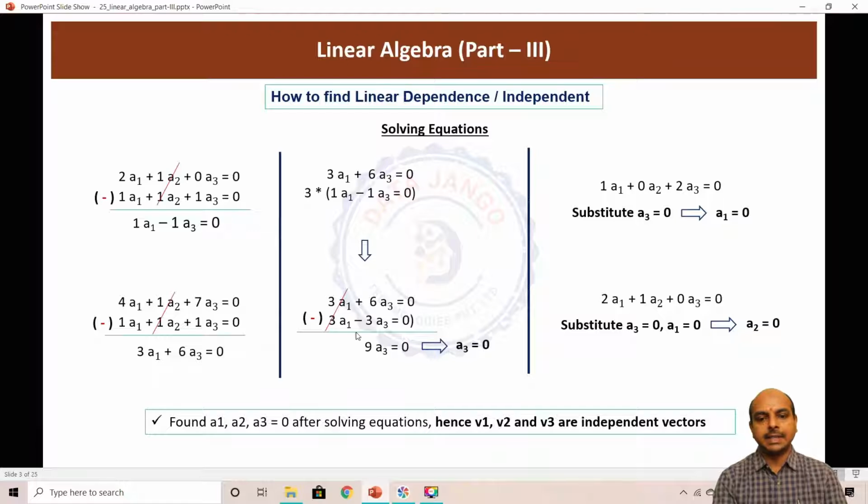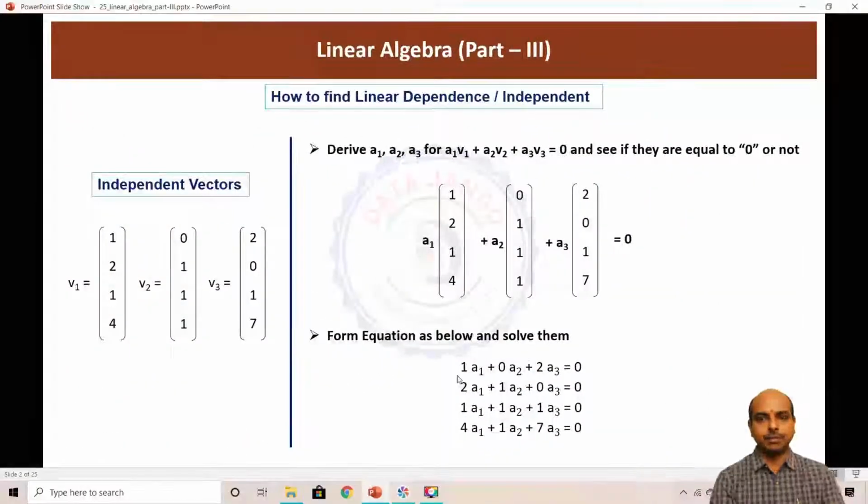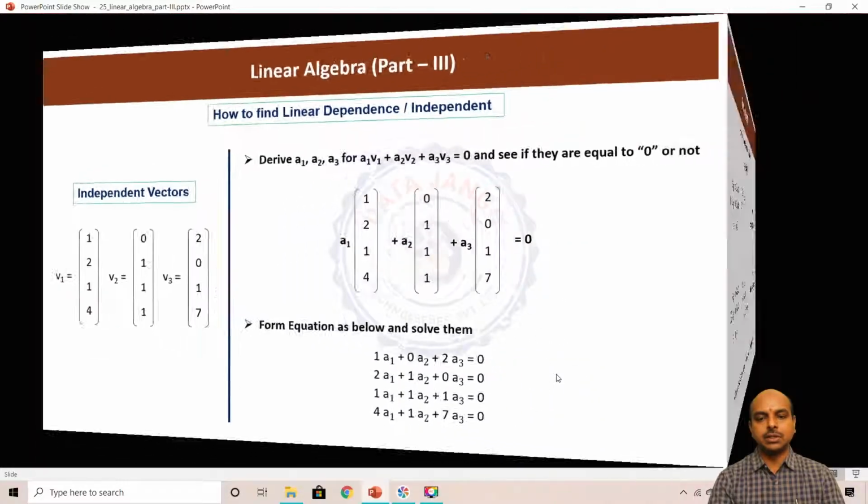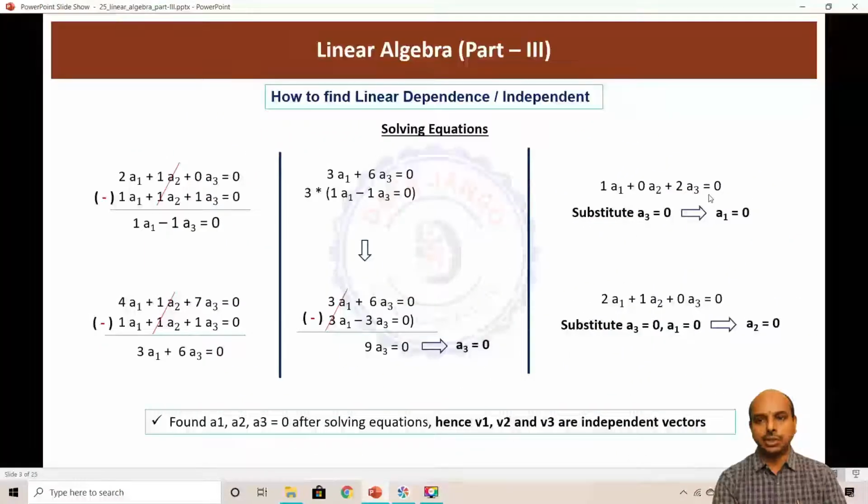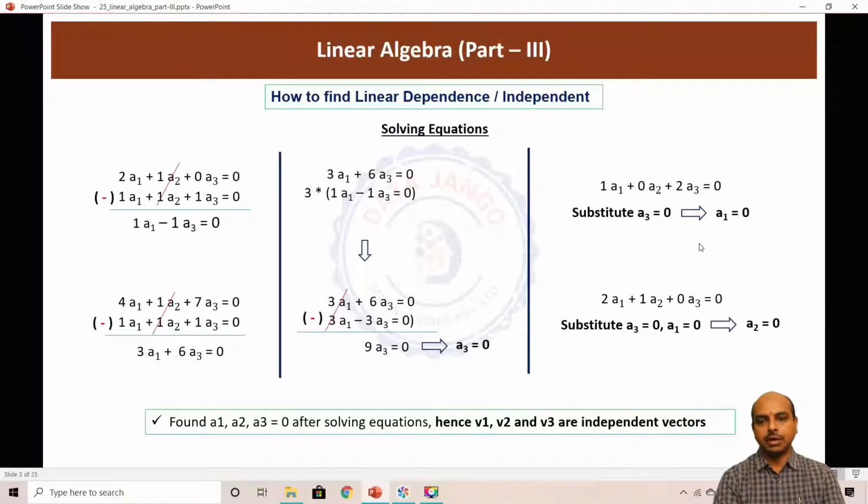If I substitute this value into one of the equations, I may be able to find a1. The equation is the first equation. If you look at the first equation, 1a1 plus 0a2 plus 2a3 is equal to 0. If I substitute a3 is equal to 0, I am getting a1 is also 0. So two coefficients are 0. When I substitute a1 and a3 into the second equation, I am getting a2 also 0. All three coefficients are 0.